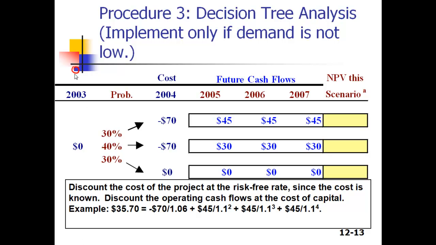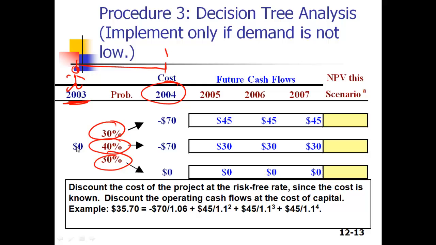Okay, now we are going to analyze this project using a decision tree analysis. So you are sitting here at time 0, which is the year 2003, and you have the option to wait for a year. So rather than investing the 70 million at time 0, you can invest 70 million at the end of year 1, which is 2004 in our example. Sitting at time 0, what do these probabilities represent? Yeah, these are the probabilities of 3 possible demands.